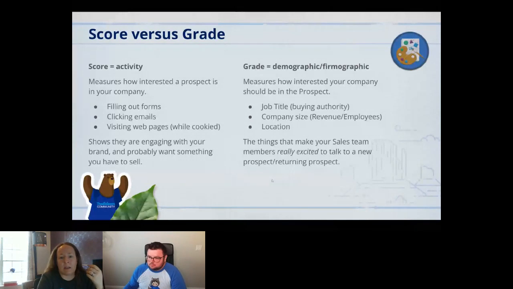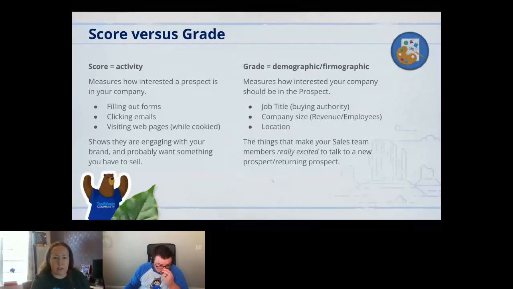So grade is demographic, firmographic information. It measures how interested your company should be in a prospect. And in theory, there's a nice intersection, right? There's how interested a company is in your company and how interested you are in them. And you're going to find the sweet spot of both of them and then pass them over to sales, and sales is happy and you're happy and everything.